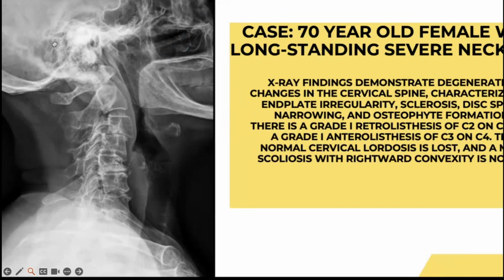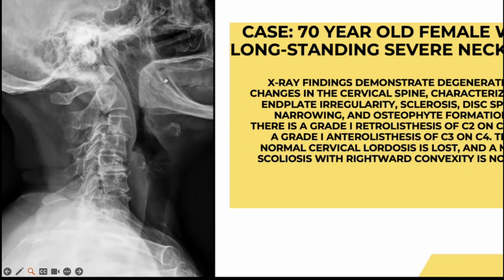So this is C1 here. You've got C2, C3, C4. So C2 on C3, this is moving backwards, so retro. So there's a retrolisthesis. And then here is a grade 1 anterior listhesis on C3 and C4. So we've got C3, C4, anterior, this is moving forward.